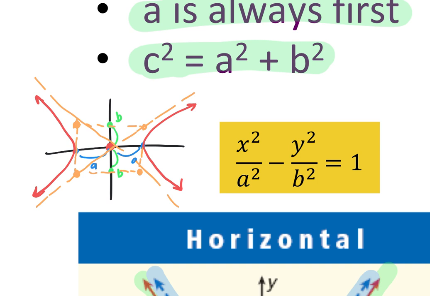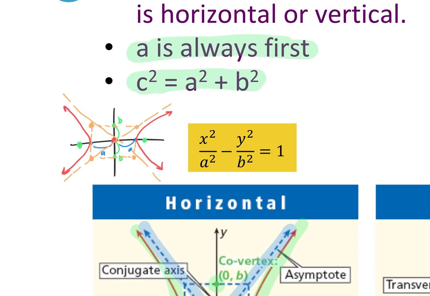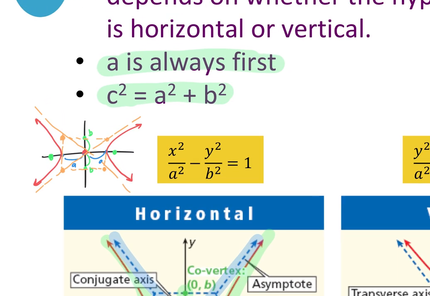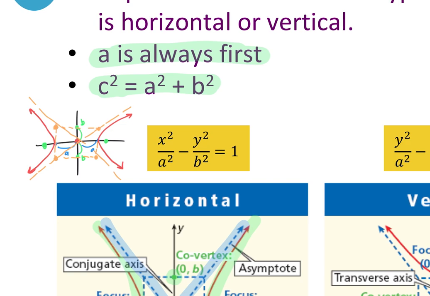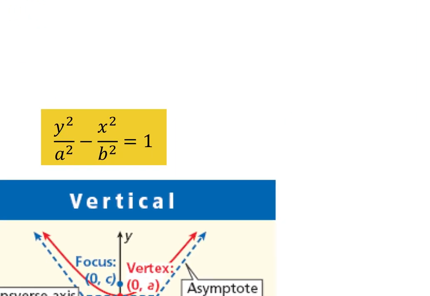The foci, if it asks you to graph, will always fall inside the curves, just like your parabolas. So they'll be inside those scoops. That would be your horizontal one, okay? And then your vertical one, you just reverse it.